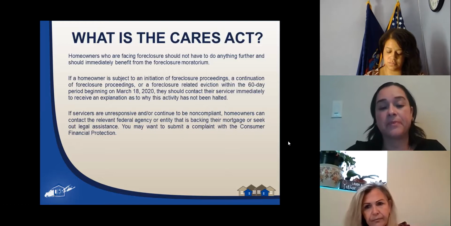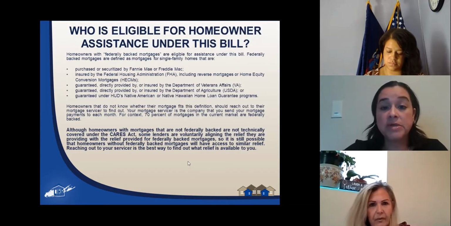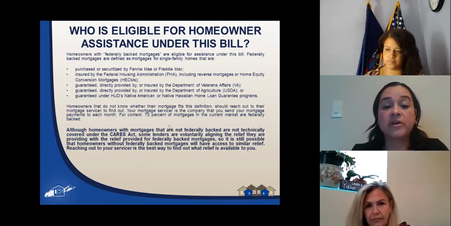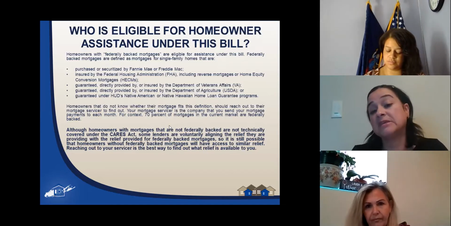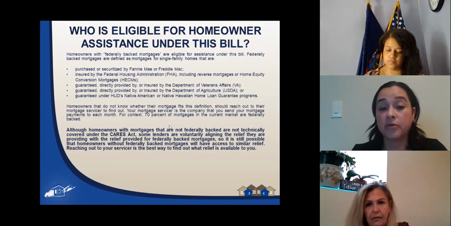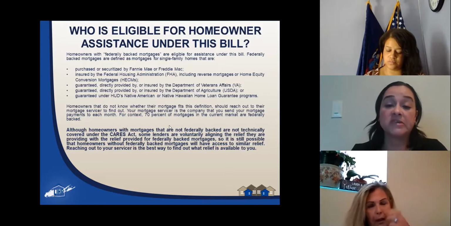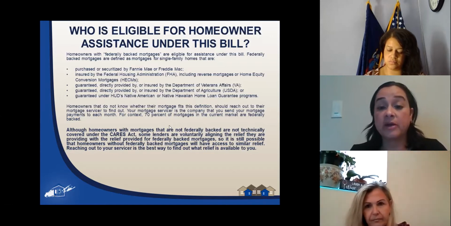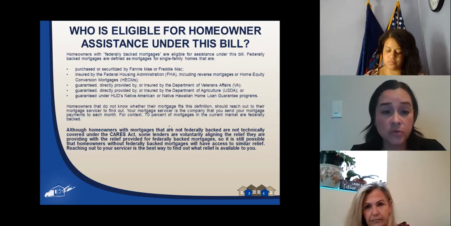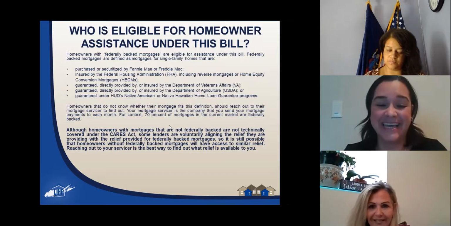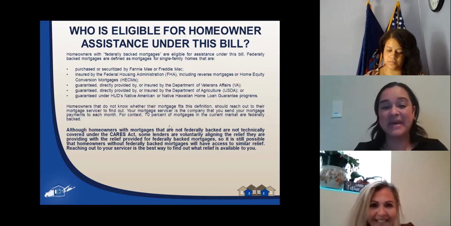All right. Now, who is eligible for this new bill, okay? So this pretty much states what it is. The homeowners with federally backed mortgages, and like Maria said, those are the Freddie, the Fannies, the FHAs, the rules, those all fall under the federally backed mortgages, are eligible for assistance under this bill. Federally backed mortgages are defined as mortgages for single family homes that are purchased or, what does that say? Secured. I can never say some words. By Fannie and Freddie, okay?